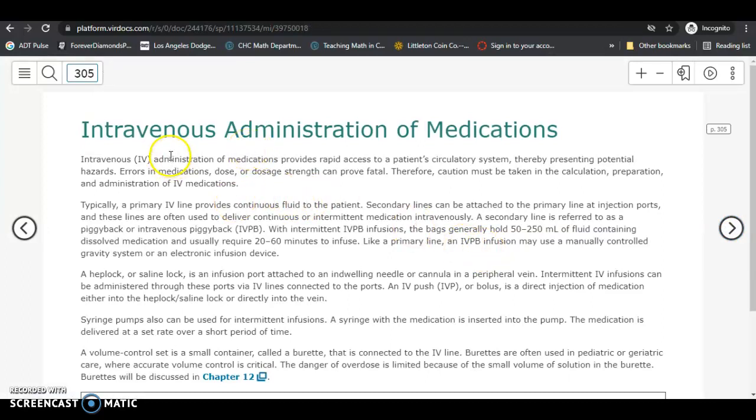Okay, and the title here is Intravenous Administration of Medication. So intravenous, IV, administration of medications provides rapid access to a patient's circulatory system, thereby presenting potential hazards. Errors in medication dose or dosage strength can prove fatal, so therefore caution must be taken in the calculation, preparation, and administration of IV medications.